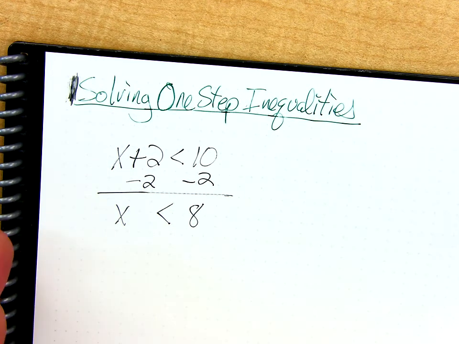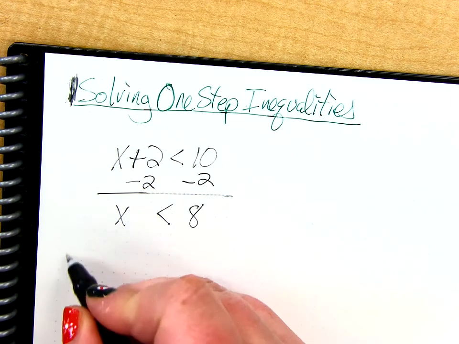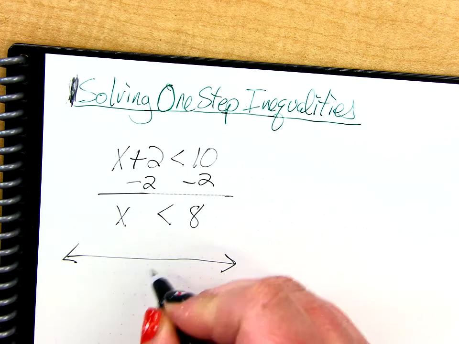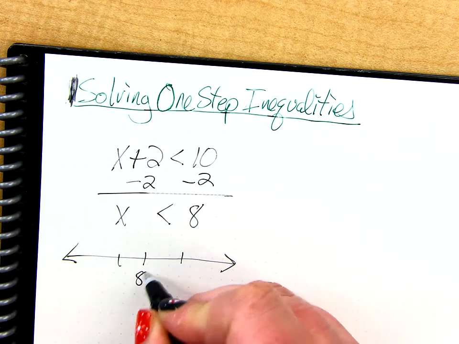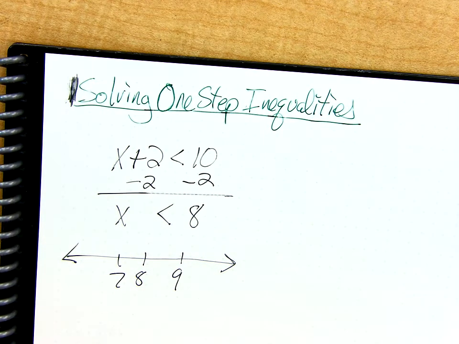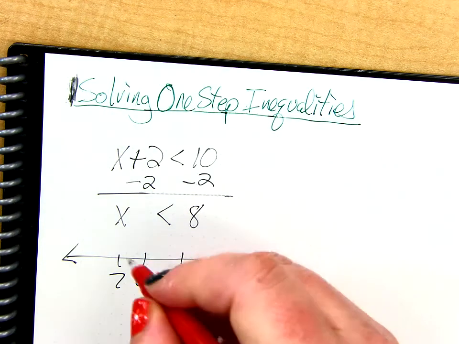I can graph this just like we did on the Fast 5. So if I want to graph this answer, I could just give myself a number line. Here's an 8, here's a 7, here's a 9. What kind of a dot would I put at 8? An open circle at 8.